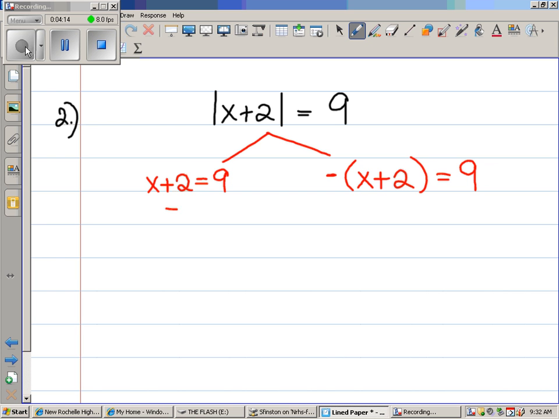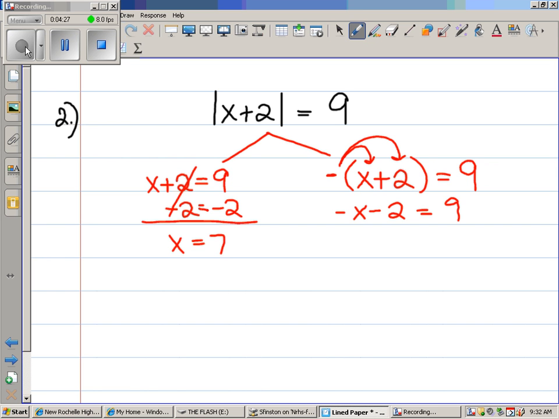Now we'll just solve them. Subtract 2, subtract 2. Cancels away. X is going to be equal to 7. That's one solution. Over here, we have to distribute it in. Negative x minus 2. We're going to get negative x equals 11. Divided by negative 1, x equals negative 11. I skipped some steps, but I think you could understand. So there's our 2 answers.